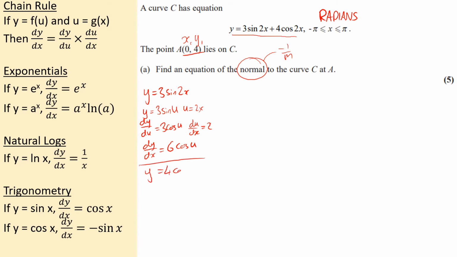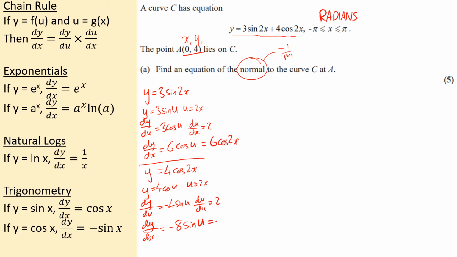And then we can do the same for the 4 cos 2x. So if we had y as 4 cos 2x, we'd be saying y is 4 cos u, and u is 2x. So that would differentiate to minus 4 sine u and 2. We multiply those two things together, and we get dy by dx is minus 8 sine u. Put the u back in, that would be 6 cos 2x. That would be minus 8 sine 2x. Great. So we can say overall our dy by dx is those two things added up. That's our 6 cos 2x minus 8 sine 2x.